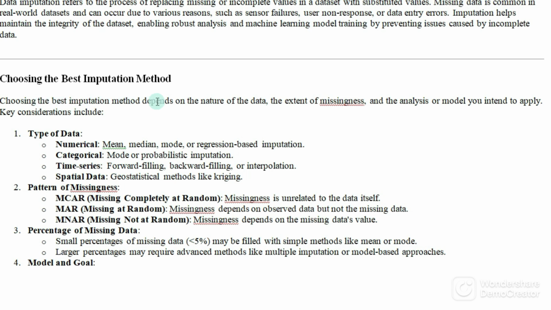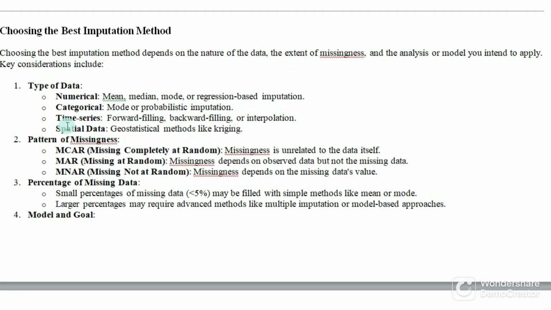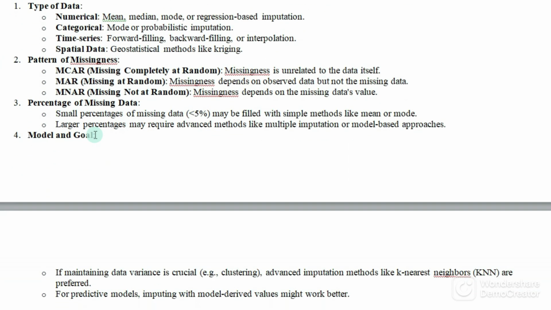So the best imputation method depends on the nature of data, the extent of missingness and the analysis or model you intend to apply. So the key considerations are, सबसे पहले हम देखेंगे what kind of data we are struggling with. It can be numerical, categorical, time series, spatial data, and the pattern of missingness. किस तरीके से missingness आई हुई है, MCAR, MAR, MNAR.